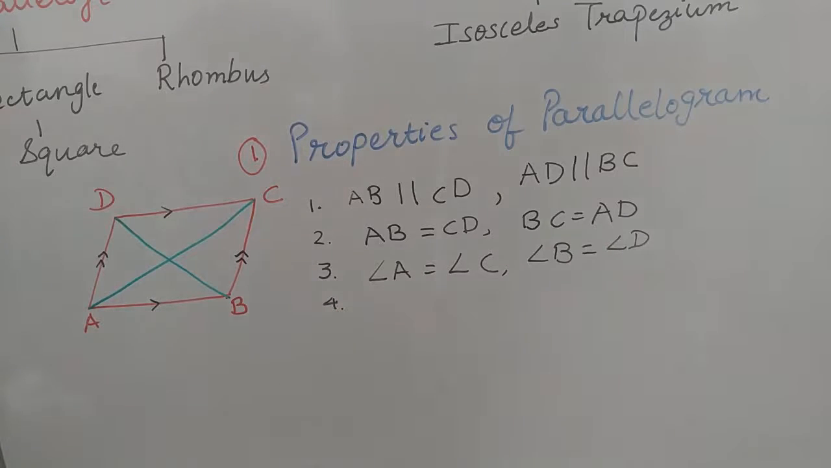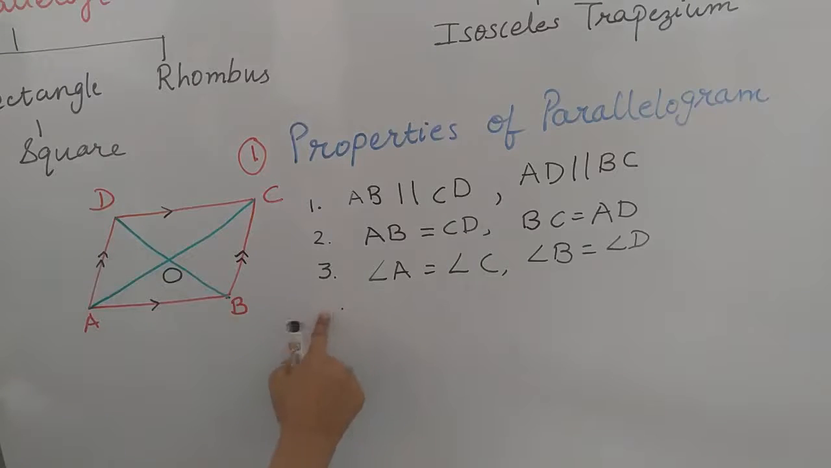Now the fourth property is for diagonals. The diagonals are AC and BD here. Diagonals bisect each other. Bisect means, suppose I mark point O, the intersecting point of AC and BD. Then we can say that OA is equal to OC and OB is equal to OD. It means they bisect each other.